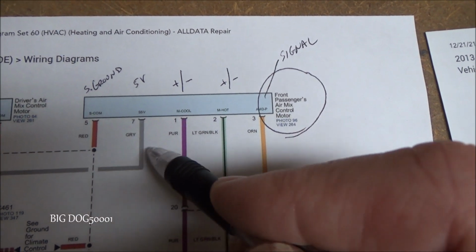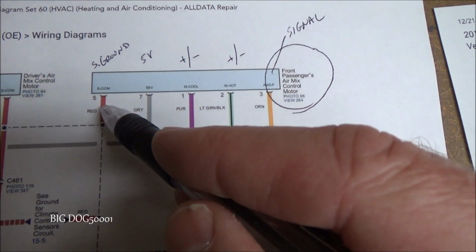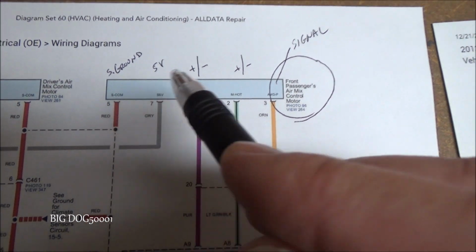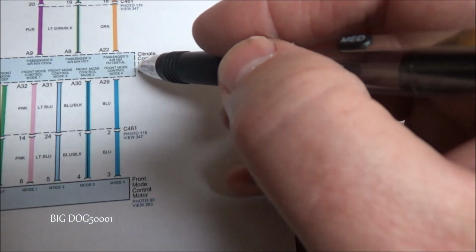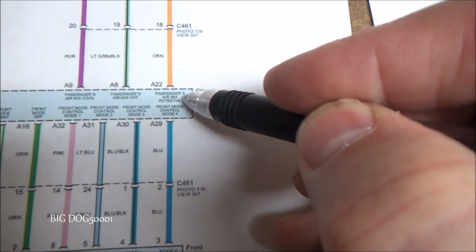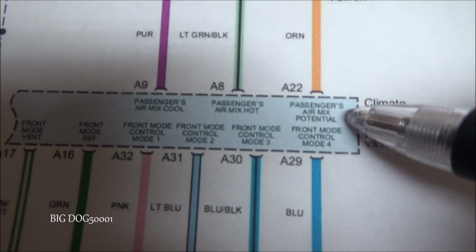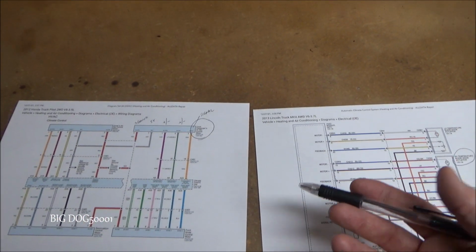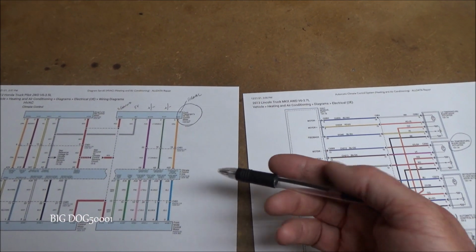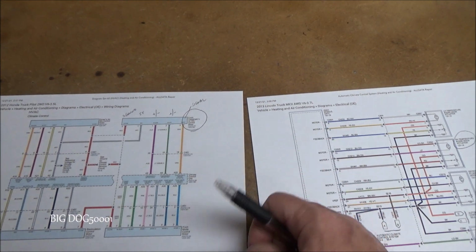And then here's our 5-volt reference coming in. Here's our sensor ground, or signal return. And then this is our actual signal. And what do they call it? Honda calls it potential. So you can see right there, they're calling it potential. They call it feedback, but in either case, it's a signal that the HVAC controller is looking at, just to tell it where the position is.